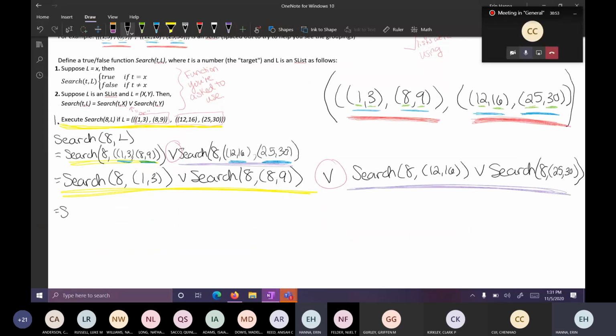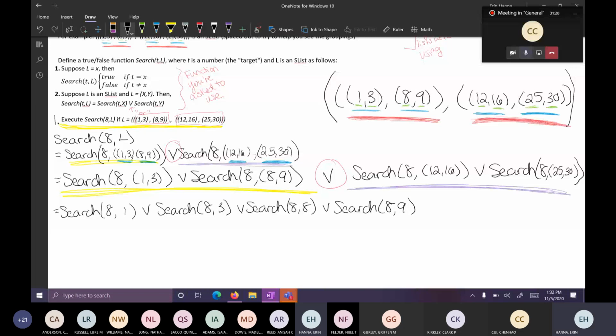So the first one is going to break up. The one on your quiz is not this long. Search 8, 1 and search 8, 3. So we essentially broke that 1, 3 up into its two pieces. Or search 8, 8 or search 8, 9. So I've essentially taken that thing that was underlined in the yellow and broken it up into its final pieces. So I've only written half of it.